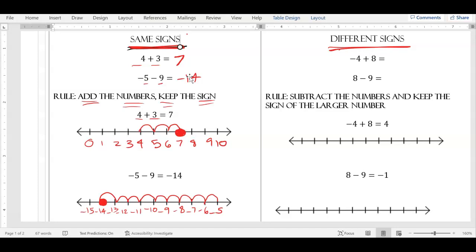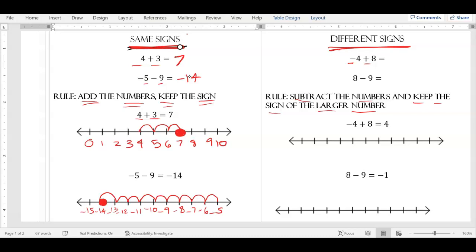Cool. Now what if they have different signs? So on the right hand side here, do you see how we have a negative 4 and a plus 8? Negative and plus, those are different signs. So here's our rule. We're going to subtract the two numbers, largest minus smallest. We're going to keep the sign of the larger number.